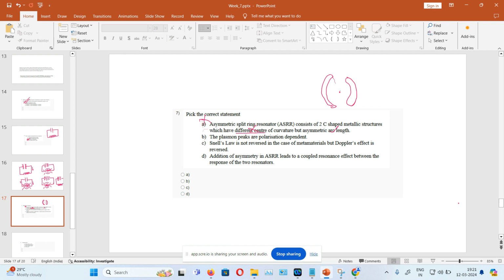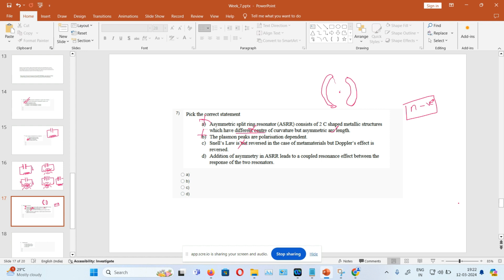The plasmon peaks are polarization dependent. The plasmon peaks are actually coming from the reflection itself, so this is not at all polarization dependent. So this is also wrong. Snell's law is not reversed in the case of metamaterial, but the Doppler effect is reversed. We already know that in the case of a metamaterial, the refractive index is actually negative. So a negative refractive index means Snell's law is reversed. So the statement that Snell's law is not reversed is also wrong.